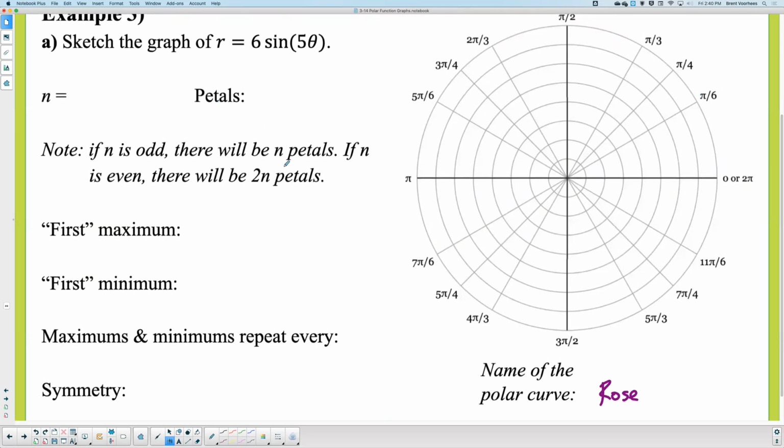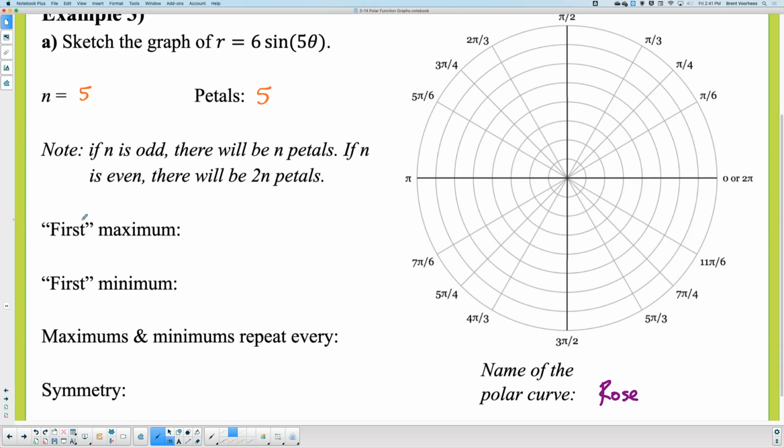Okay, with a rose, here's what's really neat. That inside value there, inside the trigonometric function, that is what we call n. On this problem, n is 5. By rule, if you see down here, it says if n is odd, there will be n petals on this rose. If n is even, there will be twice as many petals. So is 5 an even number or odd number? Odd. That means this will have 5 petals.